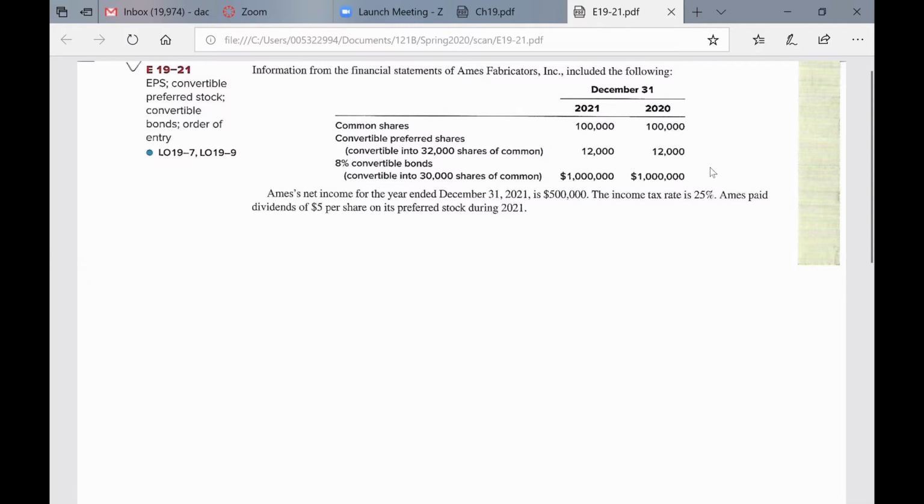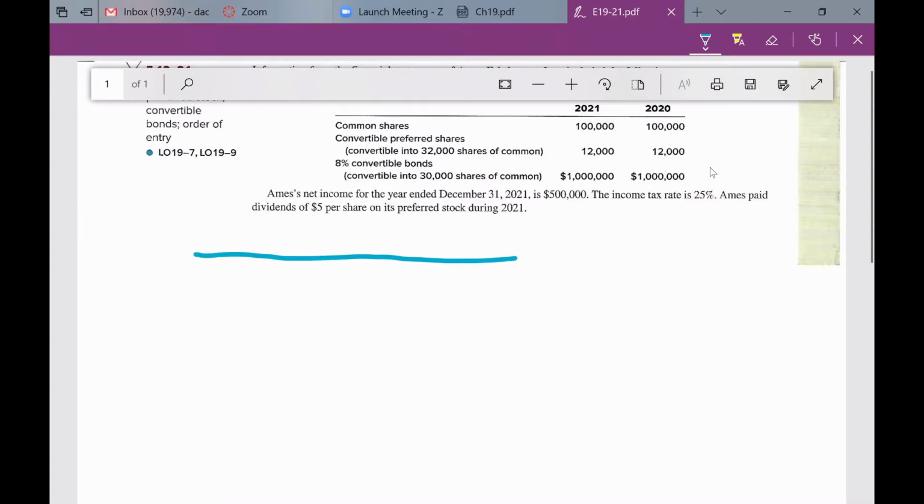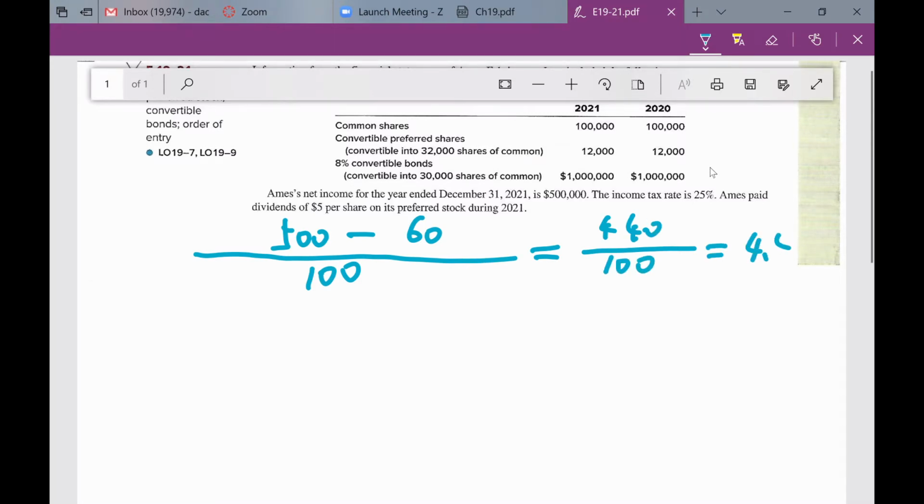First of all, we are okay with the basic, right? Basic earnings per share. Let me just write it down here. The basic earnings per share is net income of 500 minus the dividend to preferred stock, and divide by 100. So that's how we get 440 divided by 100 equals $4.40 per share. This is the basic.